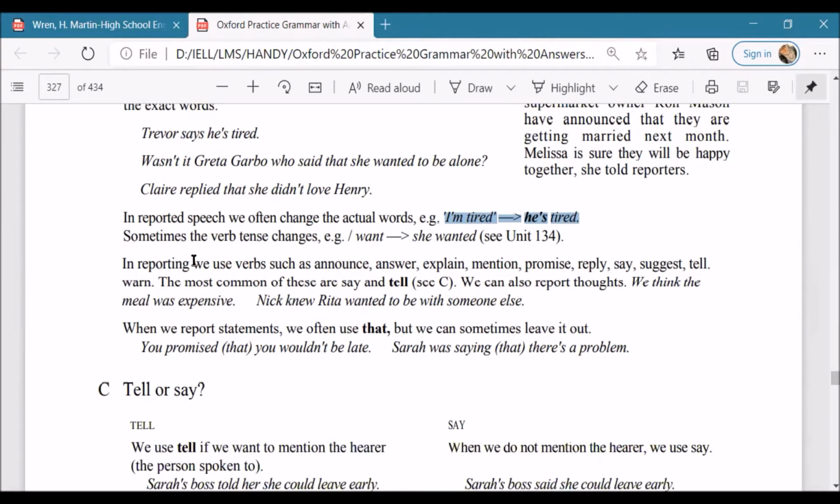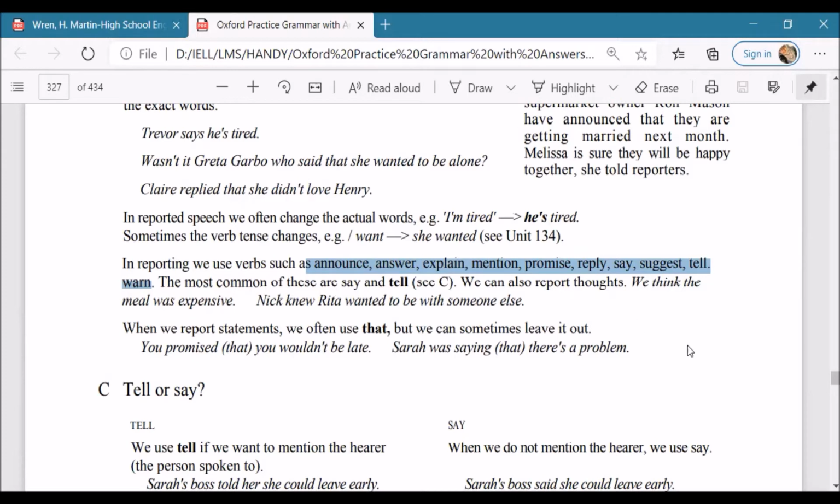In reporting, we use verbs such as announce, answer, explain, mention, promise, reply, say, suggest, tell, warn. Again, this would not be rule bound, that you have to use one word. That would vary according to the sentence that is coming forward. If it is in the context of an announcement, or certain words were said and you think it was an announcement, then you would say that she announced, or she answered if it was a question, or if she is elaborating something, you would say she explains.